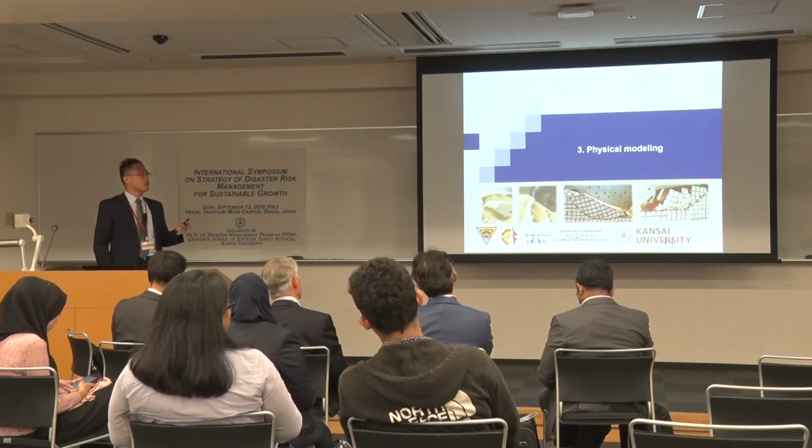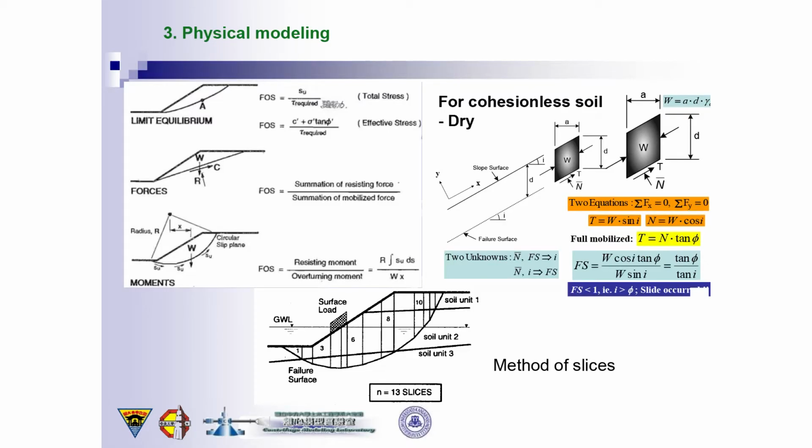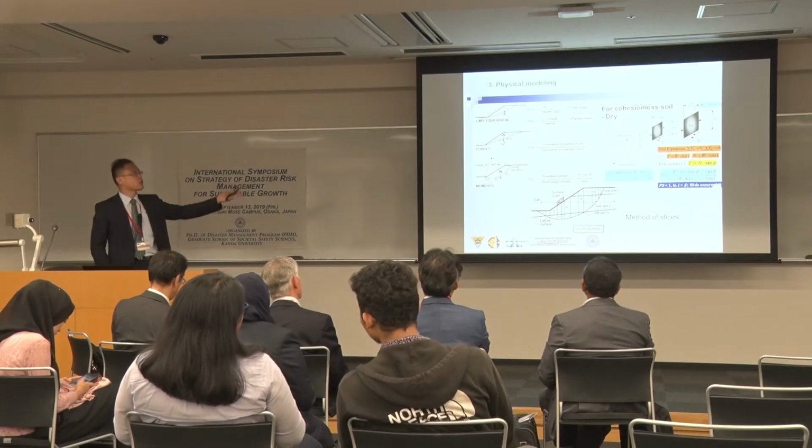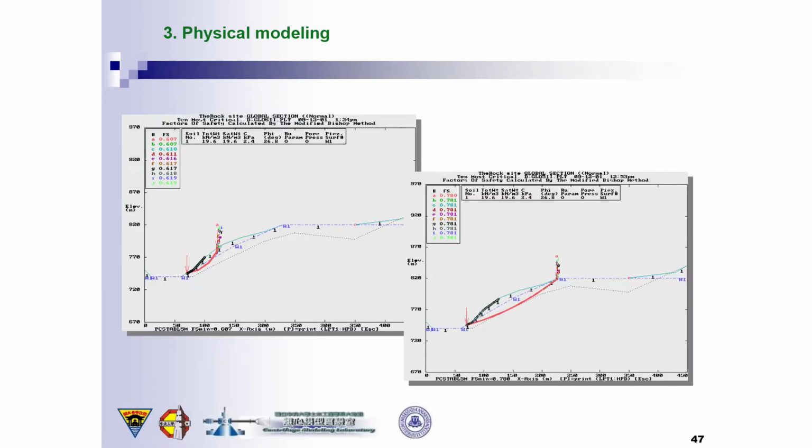And now we already have some countermeasures. And in the past, for the engineer, we needed to design, right? We need to know the factor of safety. So this is theoretical, how to get the factor of safety. And then that is 2D, and this is 3D, and this is numerical simulation.